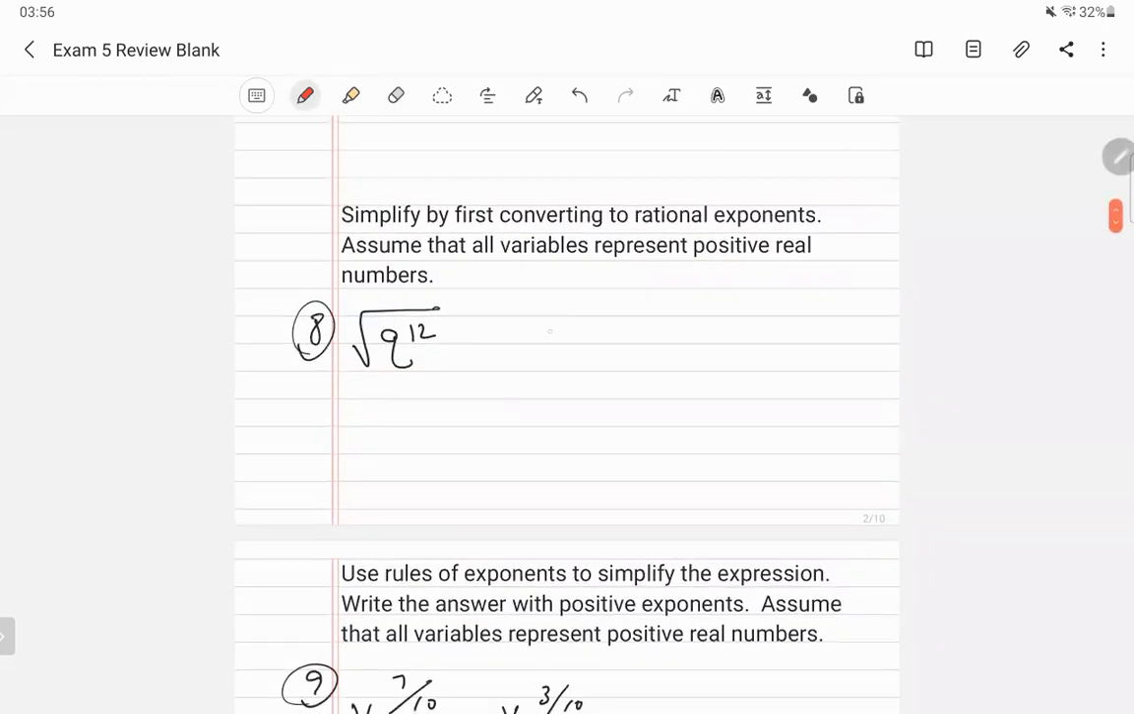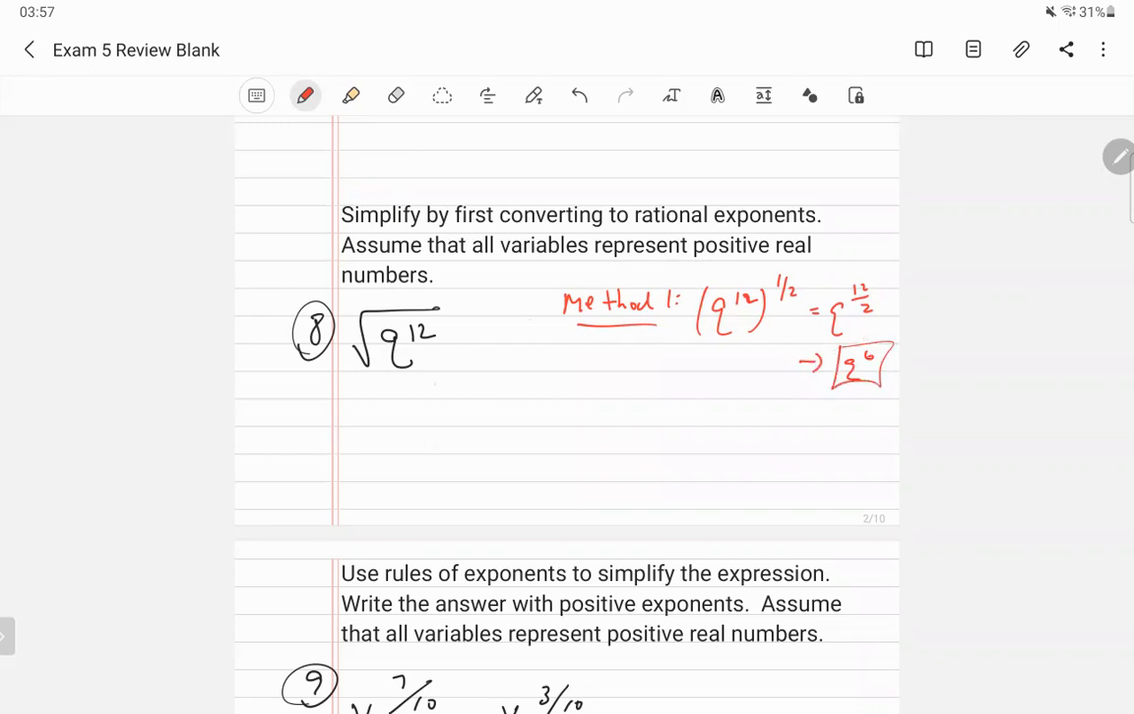Here you can actually do this one in 2 different methods. You could see this as q to the 12th, and then we're raising it to the 1/2. So that'll give you q to the 12th divided by 2, which will give you q to the 6th.